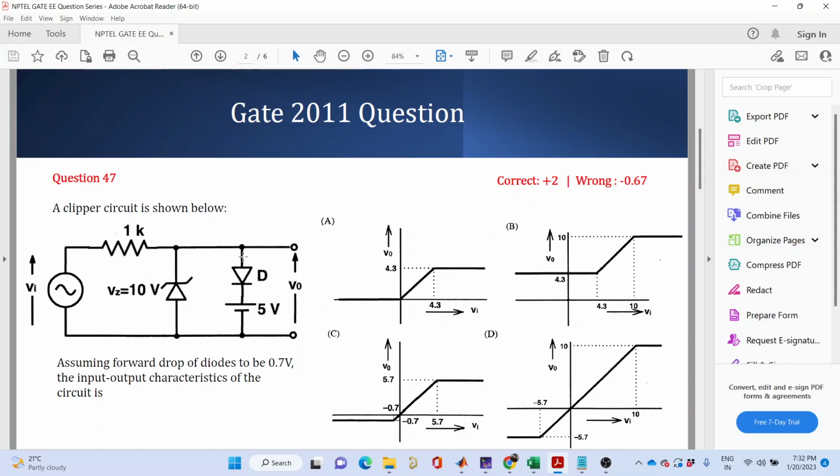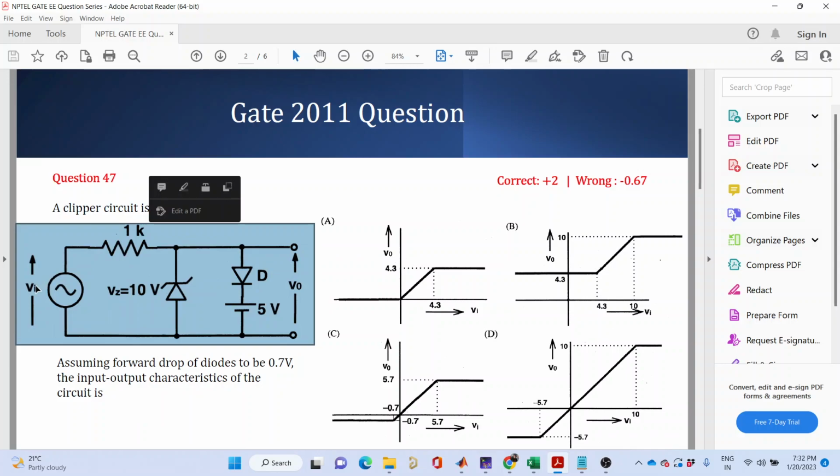Navkirti, you have an answer for it? So when D is also reverse biased. So when both the paths are open, neither this zener diode is conducting, nor this diode D is conducting. If both the diodes are not conducting, there is reverse bias, it is acting as open circuit, then there is no path for the current to flow. As a result, there will be no voltage drop across this 1 kilo ohm. V0 becomes equal to Vi, correct?